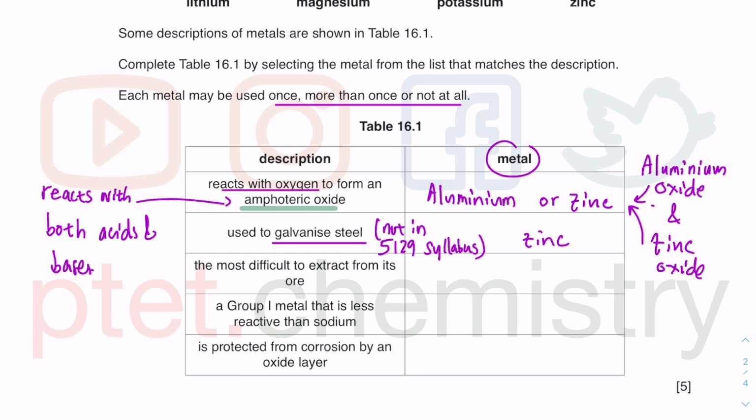The zinc will react instead of the iron, and protect the iron in the steel from getting oxidized or from reacting. Next one, the most difficult to extract from its ore. That means it's the most reactive, because as soon as you think you have it, it's going to react because it's so reactive.